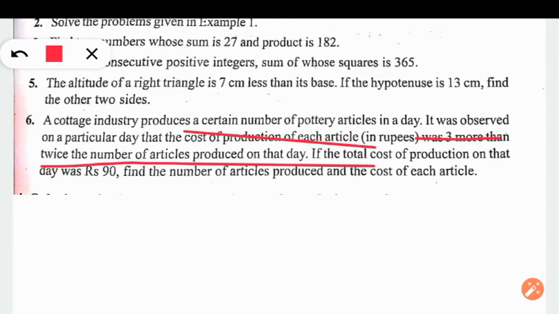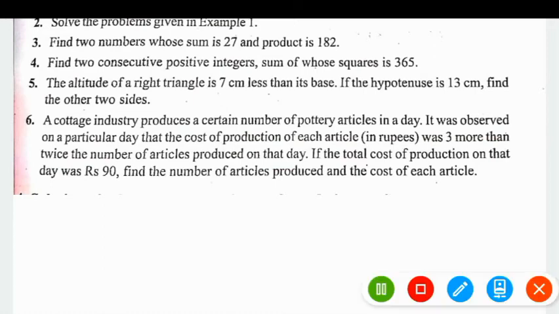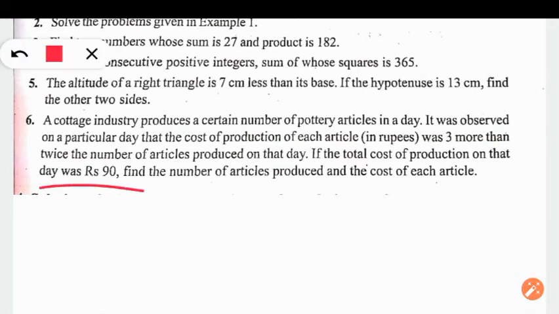So cost of one article is 3 more than twice the articles. Whatever the number of articles, twice of that gives you 2x, 3 more, that means 2x plus 3. So the cost of production of each article is equal to 2x plus 3. This is what we have. Now if the total cost of production on that day is rupees 90, we are required to find the number of articles produced and cost of each article.